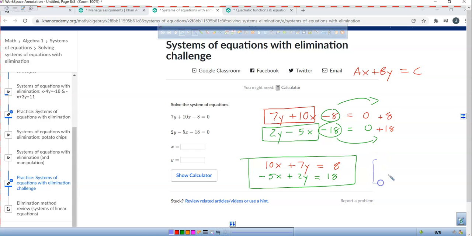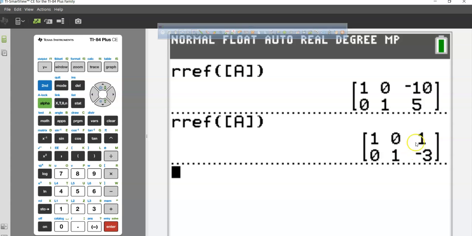So we're going to build a matrix. Our matrix is going to be a 10, a 7, and an 8. 10, 7, 8. And our second row will be a negative 5, a 2, and an 18. Negative 5, 2, and an 18. So now I'm going to type these in. So how do I type them in? How do I get them?